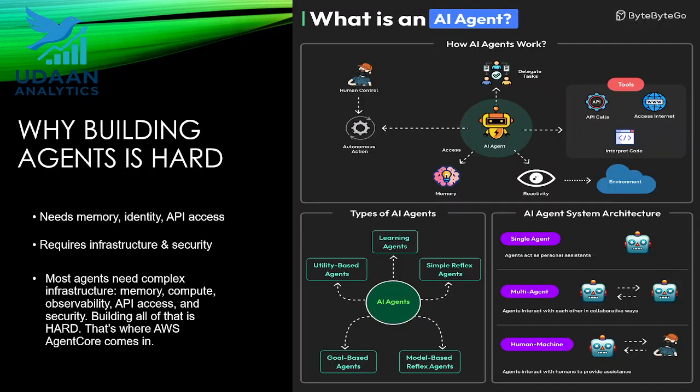But building agents isn't easy. This diagram shows the invisible burden developers face. You need memory to track what the agent is doing, compute resources to run its logic, an identity layer so it can access APIs securely, and observability for logs and error tracing. All of this needs to be set up, tested, scaled, and secured. This is not for just one AI assistant. And this is where most people give up. The infrastructure is just too heavy. But Amazon saw that problem and decided to fix it.